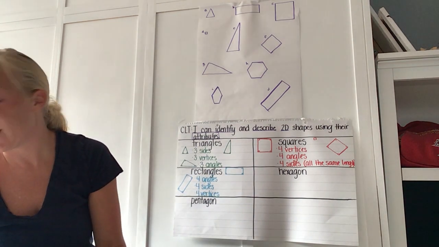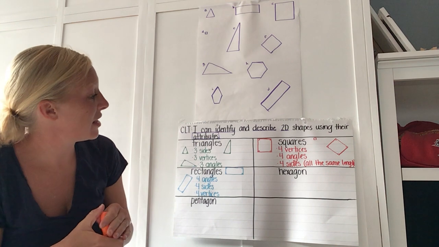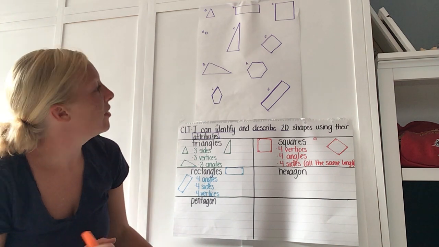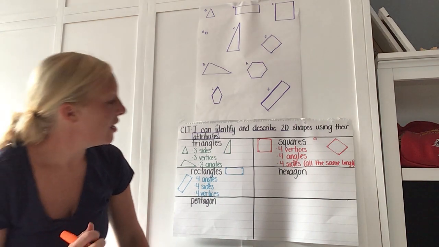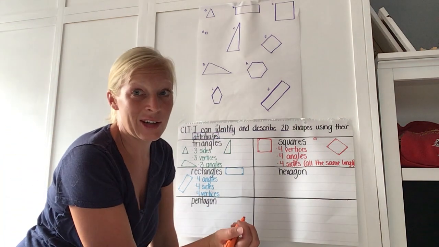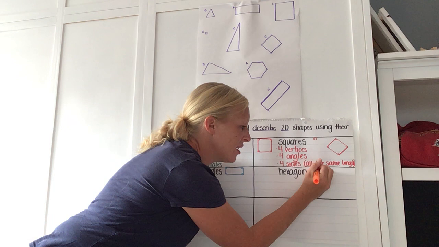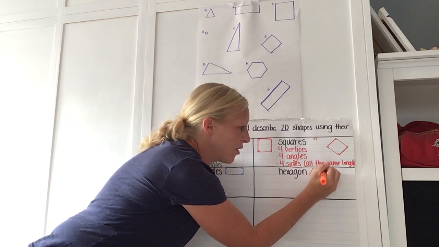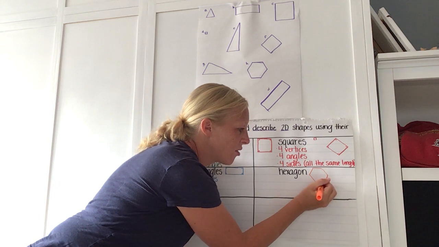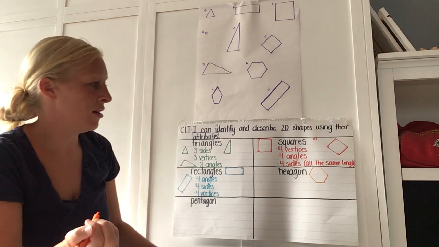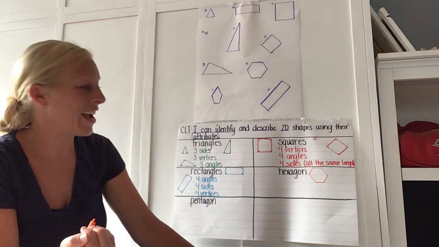What do we notice about our hexagon? Do we see hexagons in here? I see one. What letter is it? It's the letter H. Now let's see if I can draw it as well the second time as I did the first time. Hexagons can be kind of tricky to draw. Oh man. What do we know about that hexagon?